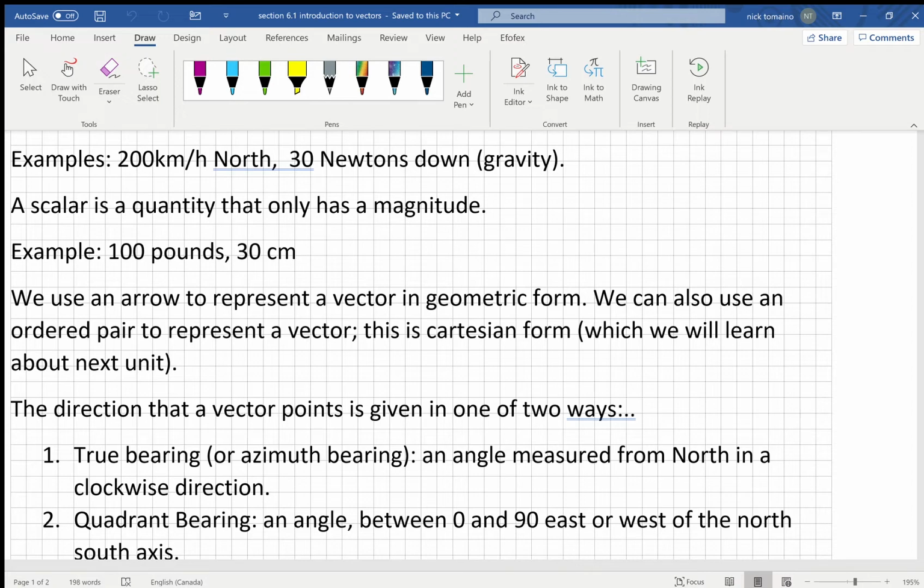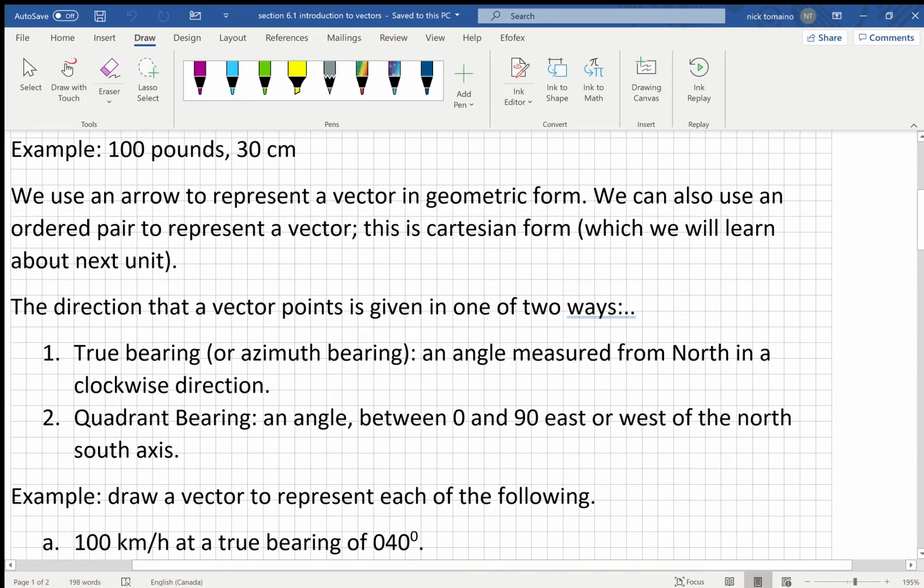So the direction that a vector points is given in one of two ways. One is true bearing, or azimuth bearing. It's an angle measured from north in a clockwise direction. So that means north and to the right of north. Quadrant bearing is an angle between 0 and 90 degrees east or west of the north-south axis.